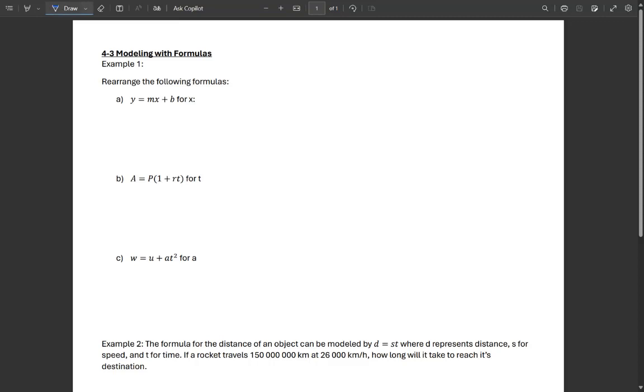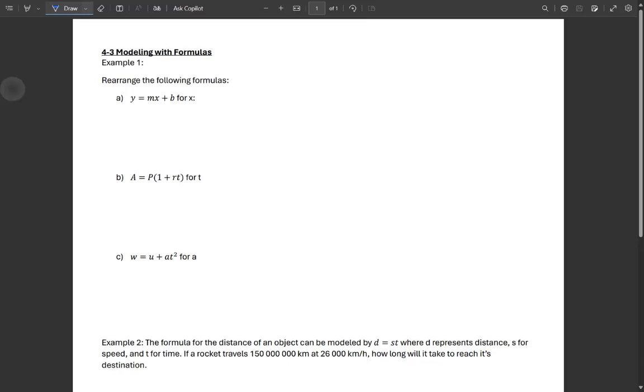So for the first one, we have y equals mx plus b, and we're going to isolate x. To do this, we need to subtract b from both sides. So we'll have y minus b equals mx plus b minus b. And because we have plus b minus b, we isolate it, and we have y minus b equals mx.